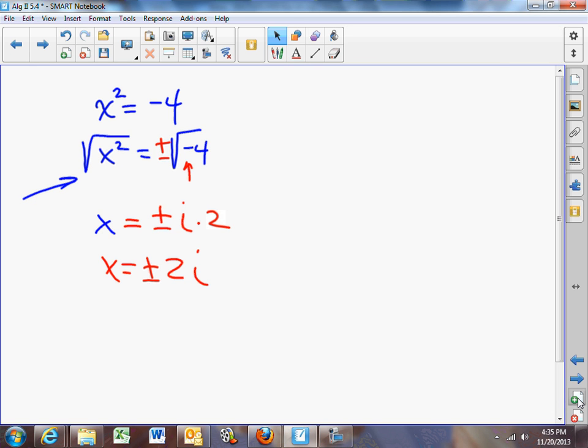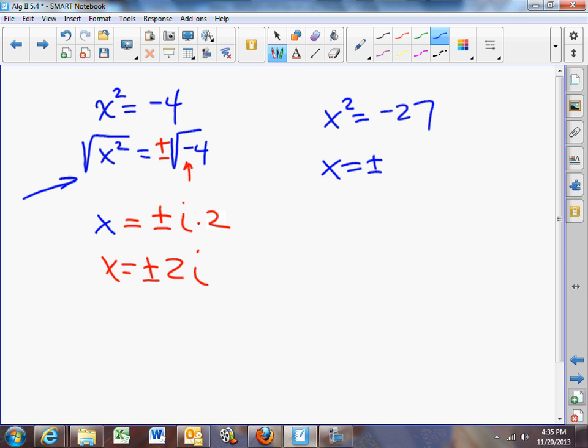Now, let's do a couple of examples. What if I have x squared equals -27? Then to take the square root of both sides, I get x is equal to plus or minus the square root of -27. So x is equal to plus or minus i times the square root of 27. Notice here the negative sign comes out as an i. I plucked my i out.